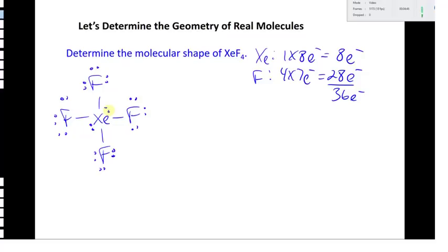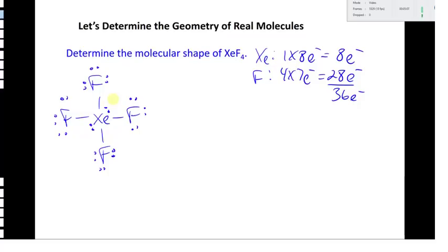Now, for determining the three-dimensional geometry or molecular shape, as we call it, by VSEPR, we can really just stop here. We don't have to worry about double bonds or triple bonds. This one won't have any. Fluorine typically never forms double bonds anyway, and in this form right here, we have no formal charges, so this is as good of a structure as we're going to get for xenon tetrafluoride.